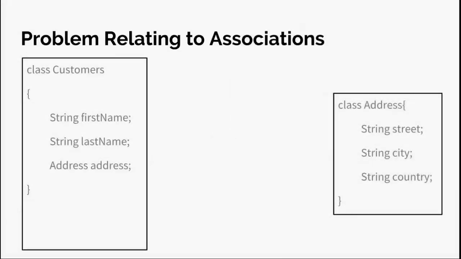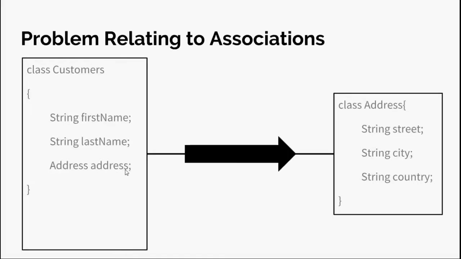Fourth mismatch, problem relating to association. Association means relationship between entities. In order to reflect an association in Java, we use object references. In simpler terms, we make an object of one class a data member of the second class. Let's make it more clear with an example. To indicate every customer has an address, we can make an address object a data member of the customers class. That indicates the relationship between the customers and address classes.